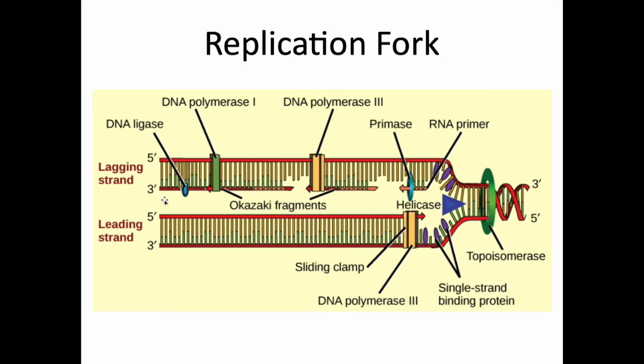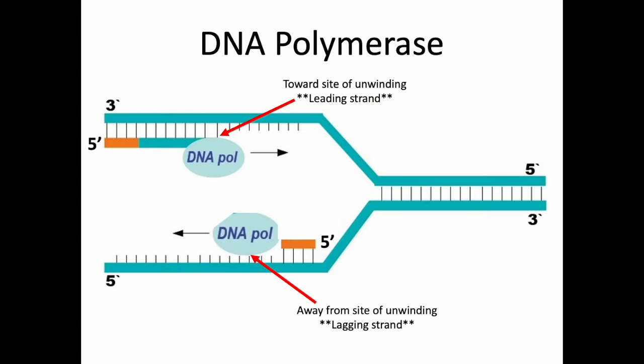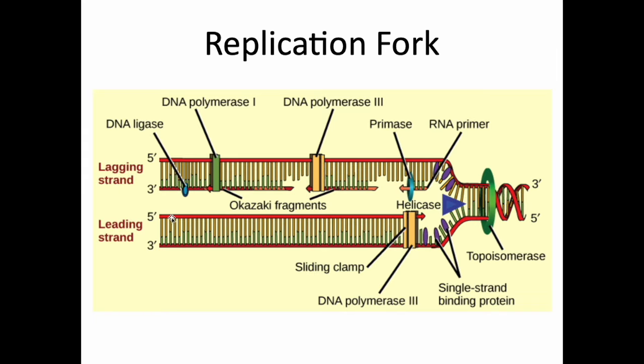Which one is leading is the one that goes 5 prime to 3 prime toward the site of unwinding, and the lagging is the one that goes 5 to 3 away from the site of unwinding. So yeah, it's a little flip-flop from this, but it's nice to see different figures showing this in different ways. It doesn't always have to be like this. So yeah, here's our leading strand, DNA pol 3, its sliding clamp, moving towards the site of unwinding. As helicase continues to unzip, it's just going to experience continuous DNA replication.